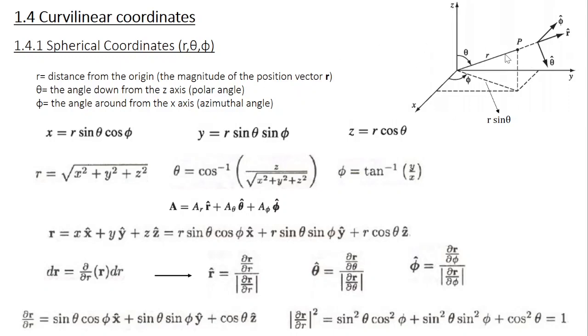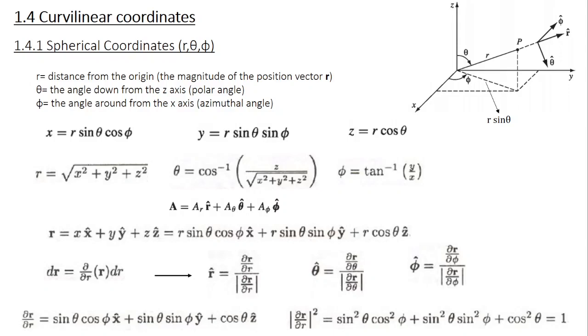Then the angle between the position vector and the z axis is known as the polar angle theta. Next, you take the projection of the position vector on the xy plane. So this dotted line is the projection. The angle between this projection and the x-axis is known as the azimuthal angle phi. So these are the three axes.